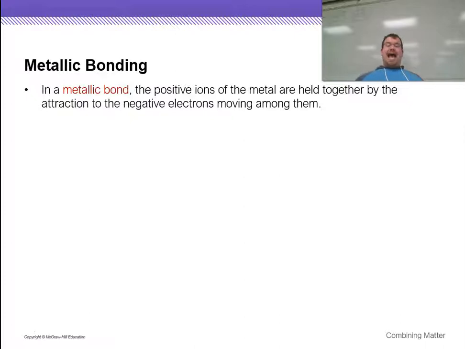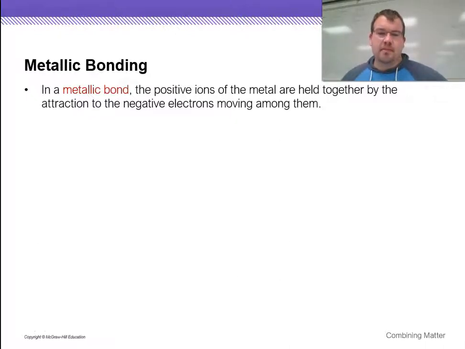Then we have metallic bonding. Metallic bonds are really cool because they give metals all the properties that we use metal for around us in our lives. Even something as simple as charging your phone relies on metallic bonds. That's exactly what it is.